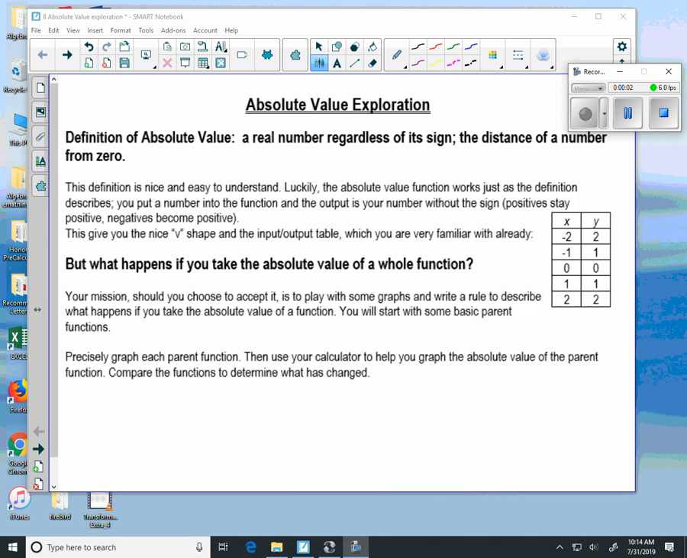Right, so this absolute value exploration really is an exploration. So if you're not wanting to watch the video, you can absolutely just work through the notes on your own. Make sure, before you start, take a minute and read this.